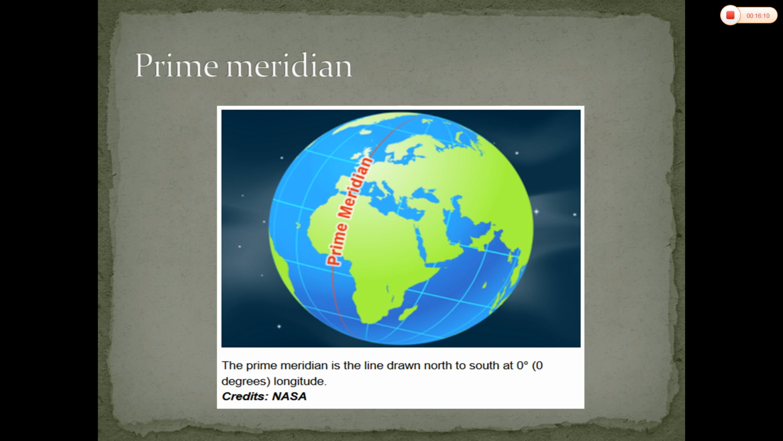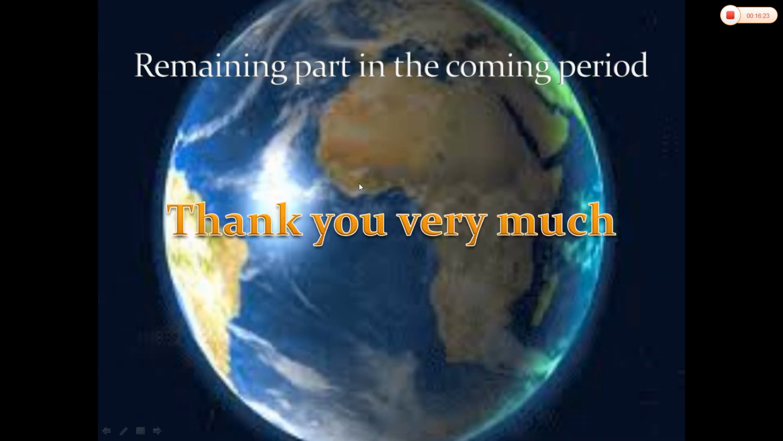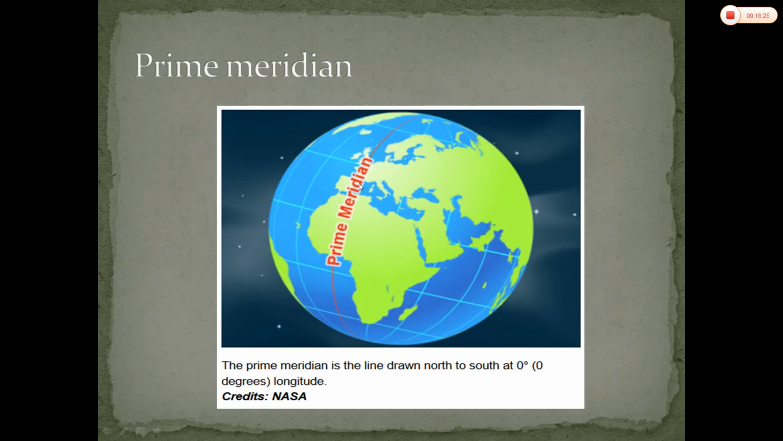That means this prime meridian is the central meridian which is passing through the Greenwich city of England, and in the Greenwich city of England, the Royal Observatory is located, from where the study of all the longitudes and latitudes is done in a proper way.